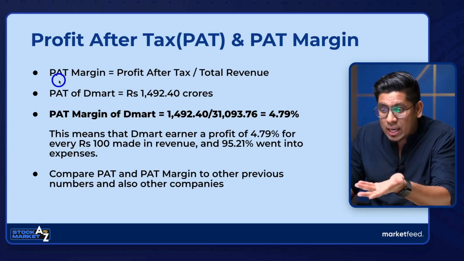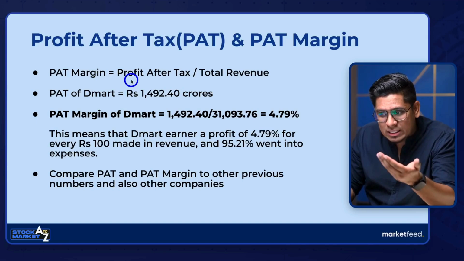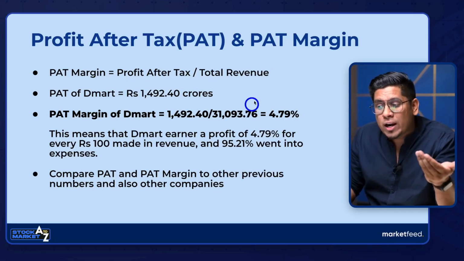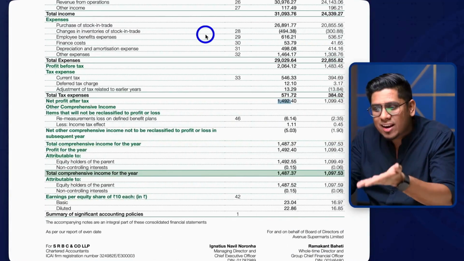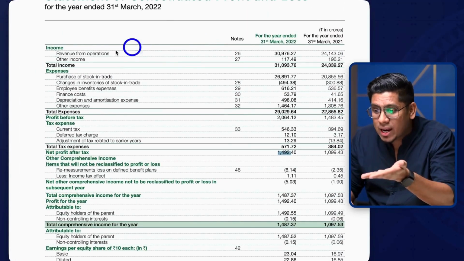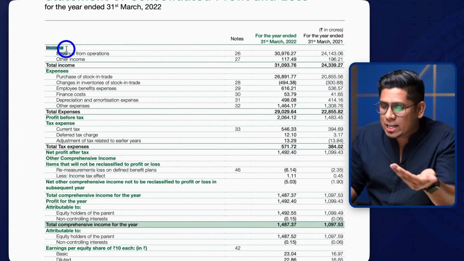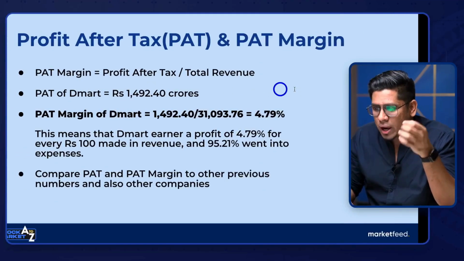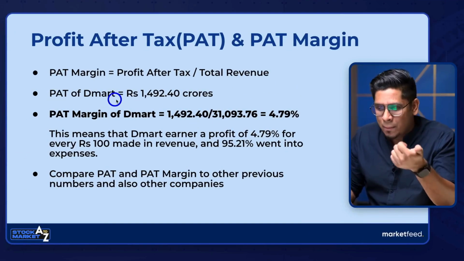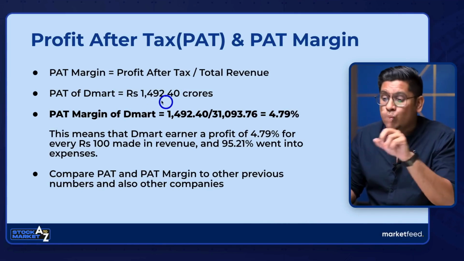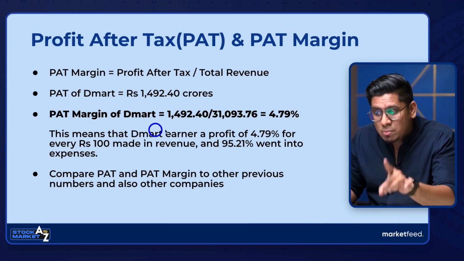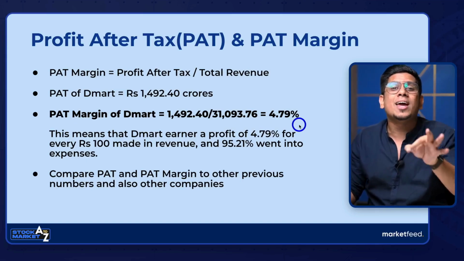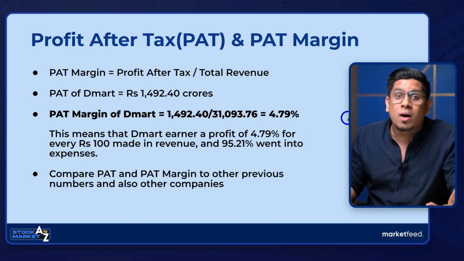So if you look here, you can see the same. PAT margin, which is profit after tax margin, is equal to profit after tax divided by total revenue. Now, where can you find total revenue of a company from? Exactly here itself, right? You can come here and you can see income. Revenue is also the income of a company, right? So total income is how much? 31,093 crores. So I've used exactly the same numbers here. See, PAT of DMart I've taken from there, 1,492 crores. Profit margin of DMart: 1,492 divided by 31,093, which is 4.79%. That is the profit after tax margin of DMart.